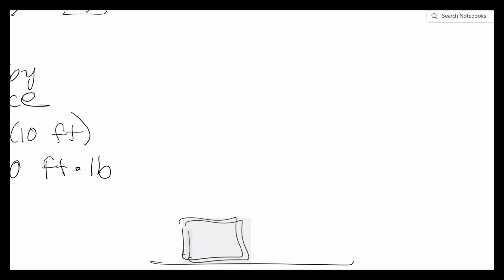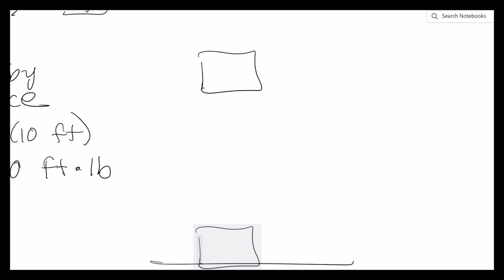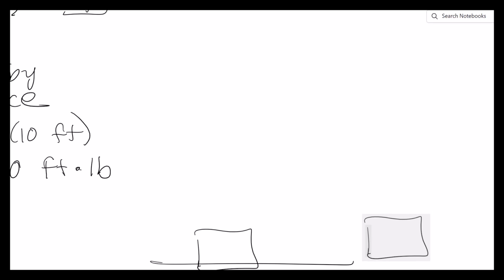Let's see. So if I go from here to here, gravity does negative work. If I go from here to here, gravity does positive work. If I go from here to here, gravity does no work because there's no vertical displacement. Does that make sense?